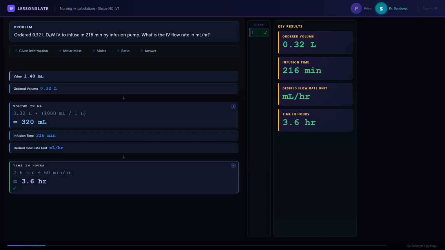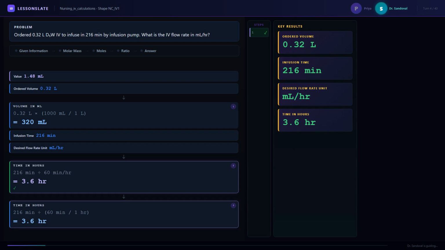Yes, that's precisely the next step, Priya. You've correctly converted 216 minutes into 3.6 hours. It's crucial that our time unit matches what the problem is asking for, which is hours. Now that we have our total volume in milliliters and our total time in hours, how would you go about calculating the IV flow rate in milliliters per hour?